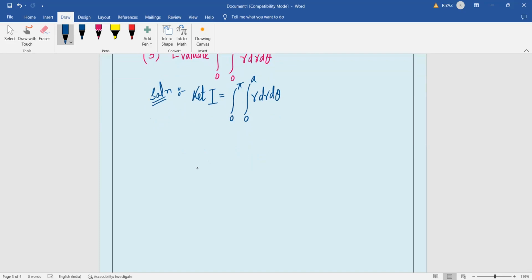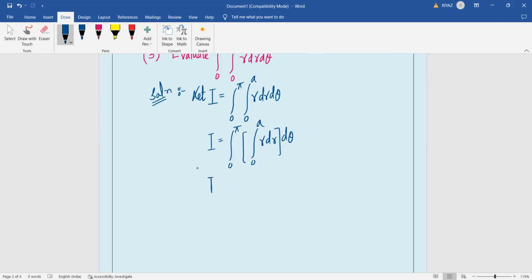The limits of r are 0 to a, and 0 to pi are the limits of theta. With respect to r, you do not take the limits of theta. Theta limits are constants, so take them outside; you cannot take them in terms of r. So we open the bracket: this is 0 to a, r dr, close it, d theta.